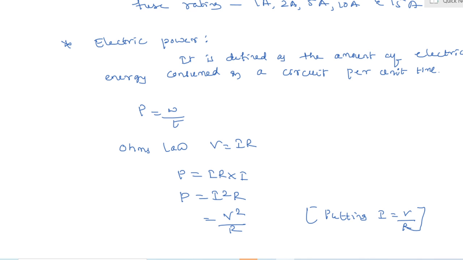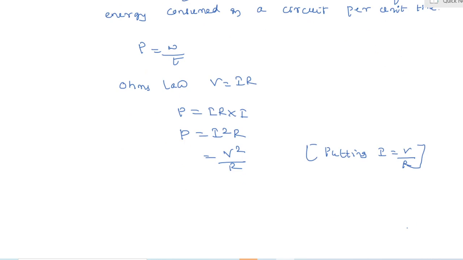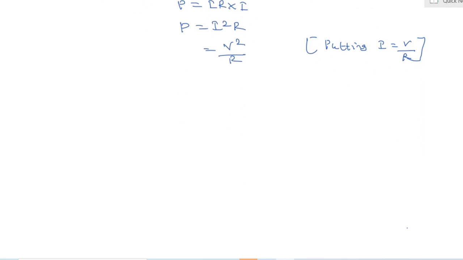Yes, my dear students, the SI unit of electric power is watt. It is expressed by the capital letter W.